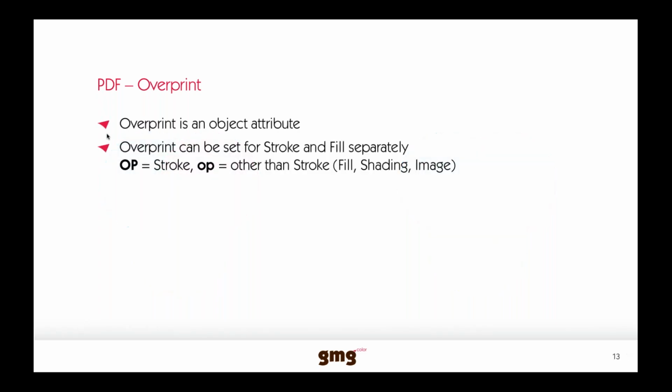So it could be that if you are working with overprints and you're converting it in the color server in a color management process, it could be necessary to work with flattening, for example. But let's have a look at this overprint issue also in the test files afterwards. Overprint is also an object attribute, so you can click on an element in InDesign and give it the information that it has to overprint now. And overprint can be set for stroke and fill separately. So we are talking about OP, it's the same as stroke, or OP other than strokes, so fill, shading, image.